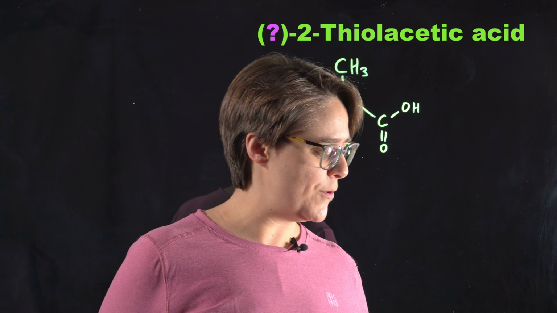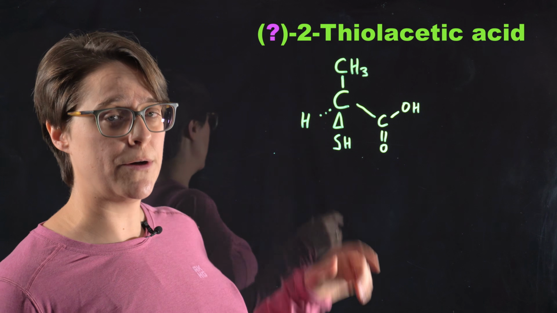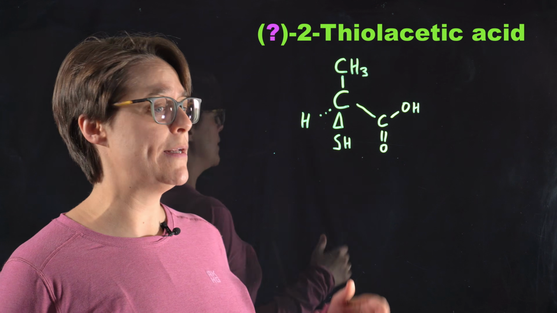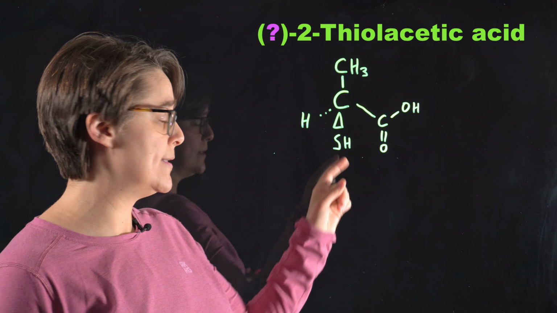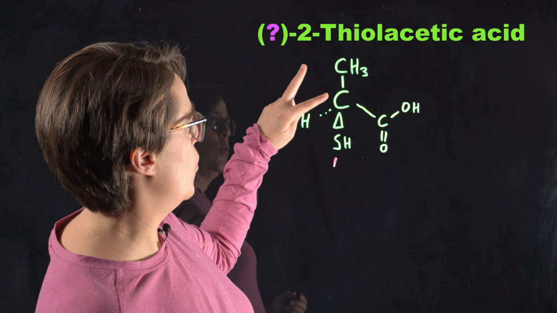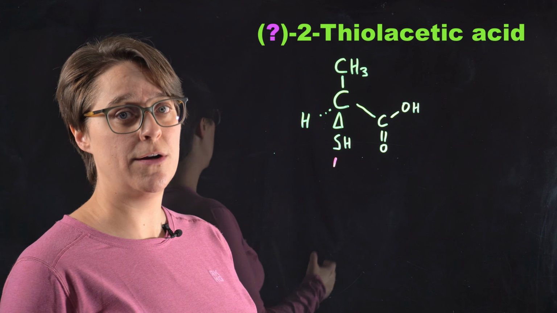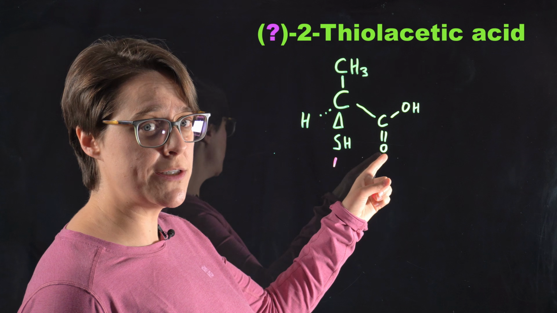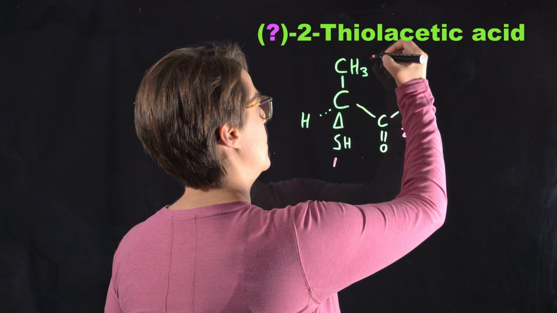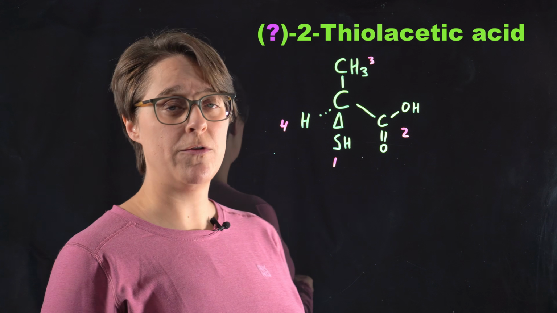So the very first thing we need to do is assign priority to the 4 groups that are attached to this chiral center. Highest priority is going to be the atom directly attached to it with the highest atomic number. So in this case, that would be the sulfur as priority group number 1. We have a tiebreaker between 2 carbons, so we start to look at what other groups are attached to those carbons. Carbons with the oxygen are a higher priority than carbon with the hydrogen. So this is priority number 2, this is priority 3, and last, hydrogen at priority number 4.